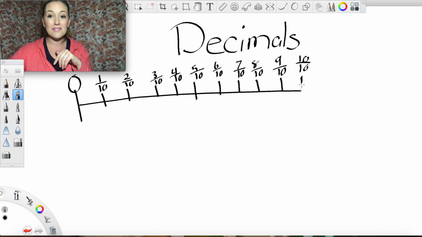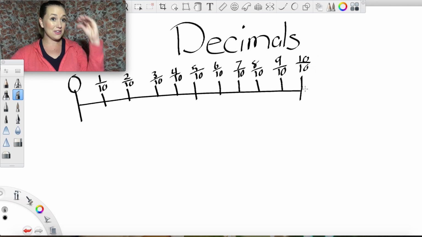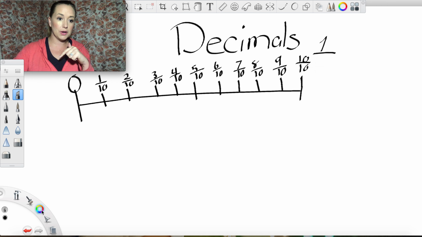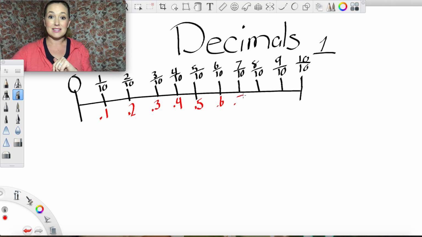And remember, earlier in our video, we said that if the numerator and denominator are the same, then it's equal to 1. Well, that's in fractional form. What does it look like in decimal form? So this is 0.1, 0.2, 0.3, 0.4, 0.5, 0.6. Notice how they're the same names. 0.7, 0.8, 0.9. And 10/10, it wouldn't really make sense to put a 10.